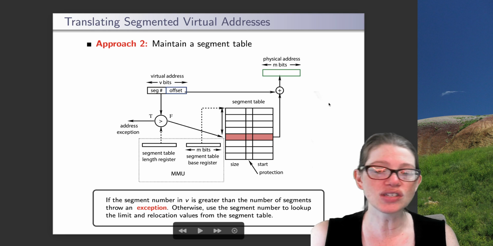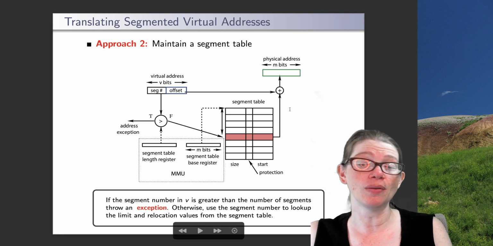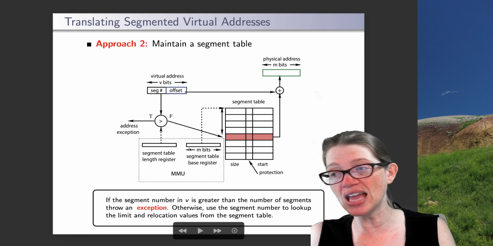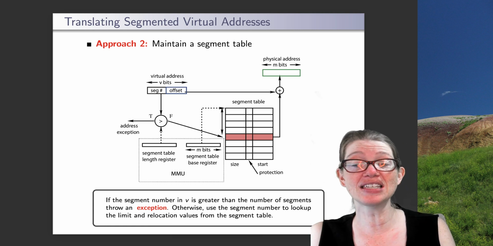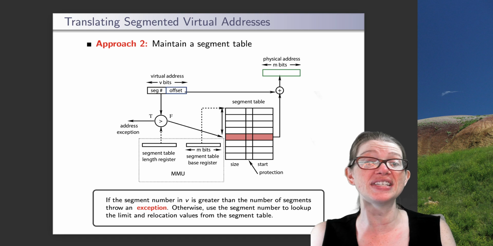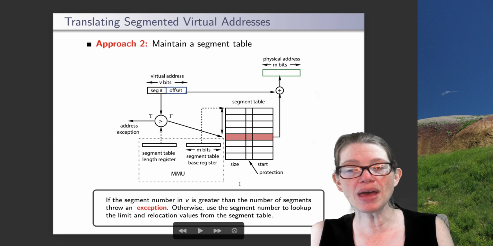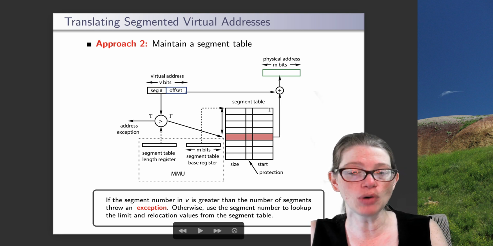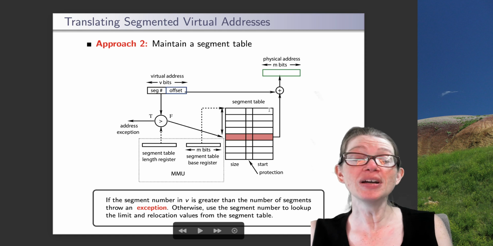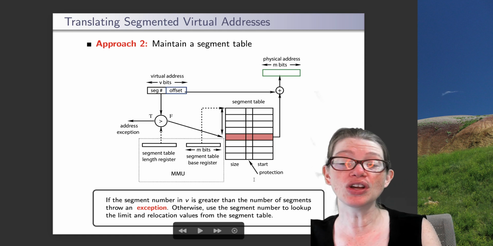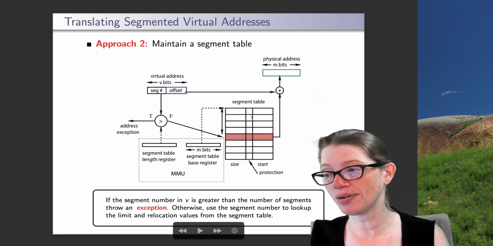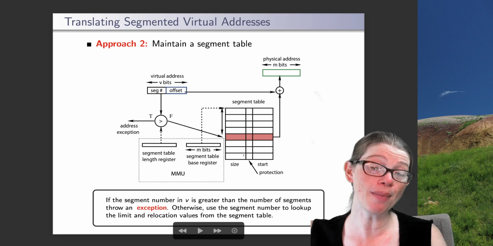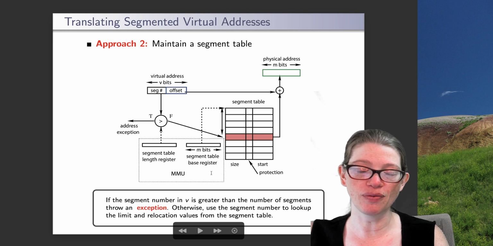So this is a little slower, but it's more flexible in that the MMU is A, smaller, and B, if the operating system wants to use segmentation but with fewer segments, it can. There will be a maximum number of segments the MMU supports, but you don't have to use all of them. You can use fewer if you want, and in fact, every process could use a different number. So that's kind of cool. We do a lookup, and then we do the exact same math as before.